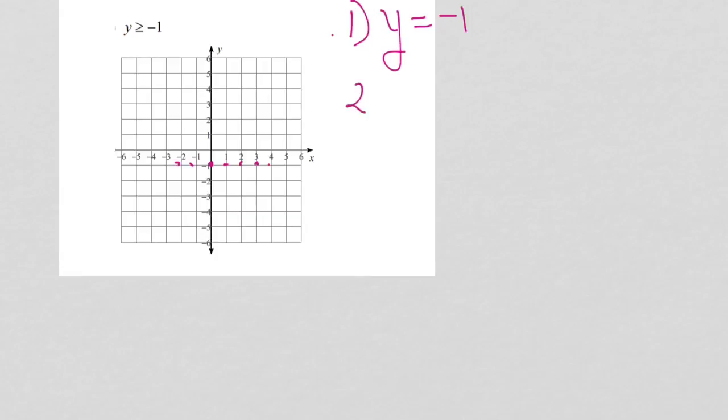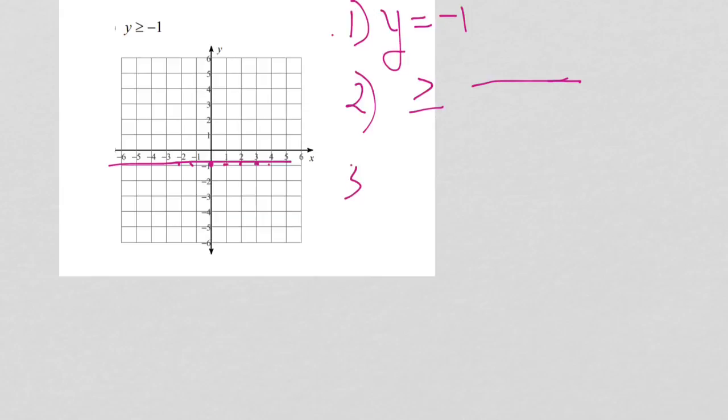The question is, what type of line? Well, our inequality is a greater than or equal to, so that means it's got to be a solid line, because it's going to include that boundary. So we're going to have a solid line at y is greater than or equal to negative 1.